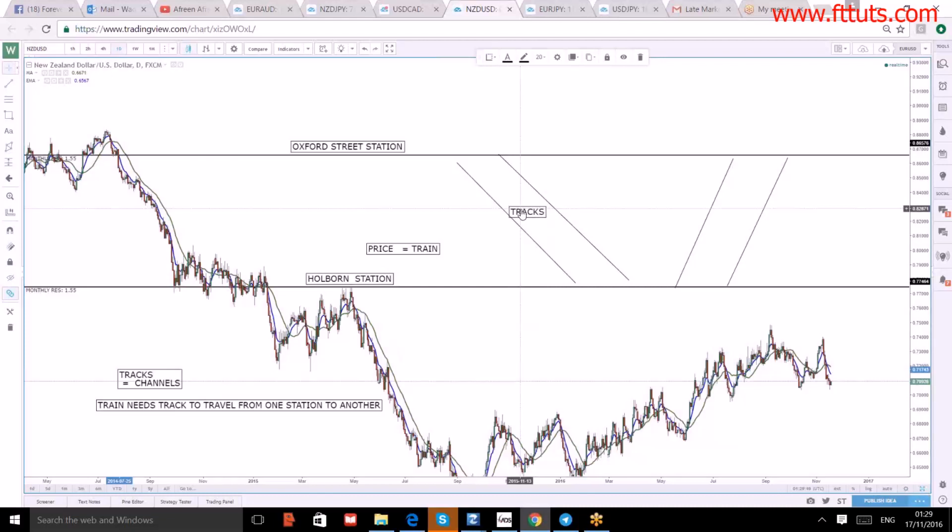Does everybody agree? I'll repeat again. A train, which is price, cannot travel from one station to another, which might be a support or resistance, without tracks. Track is your channels. So a train cannot travel from one station to another without tracks. Similarly, the price cannot travel from one level, which is support or resistance, to another without channels. Agree? If you agree on this, say yes.